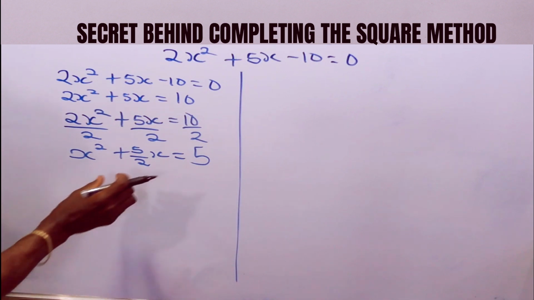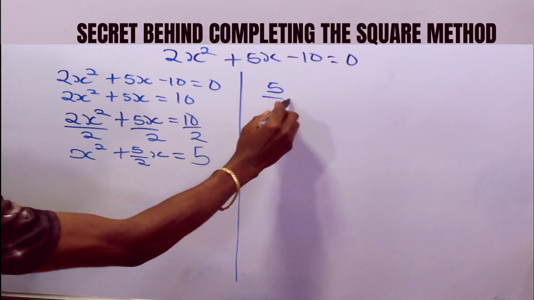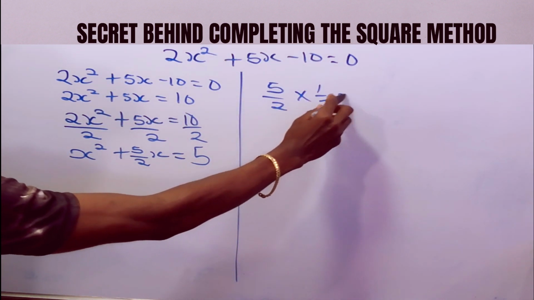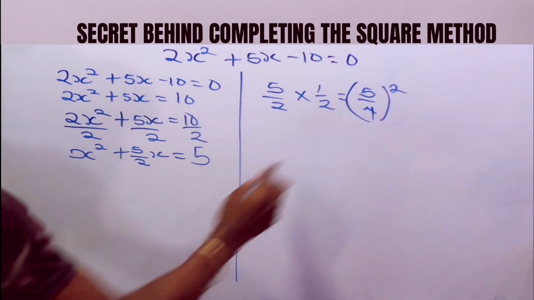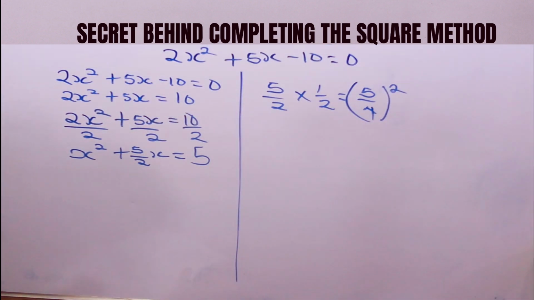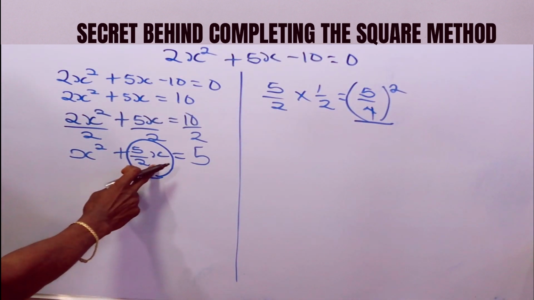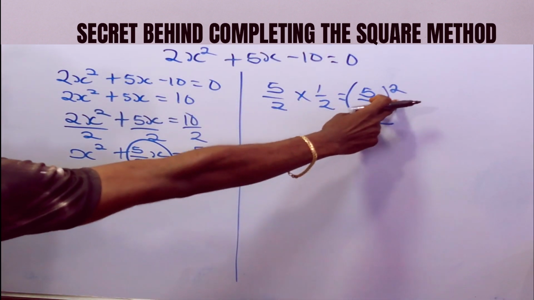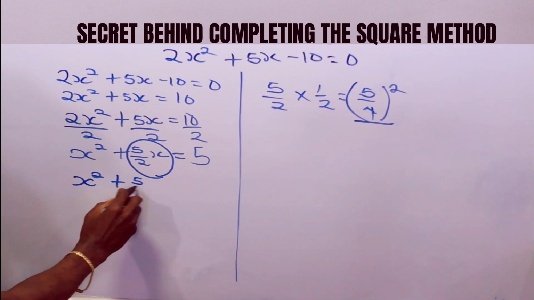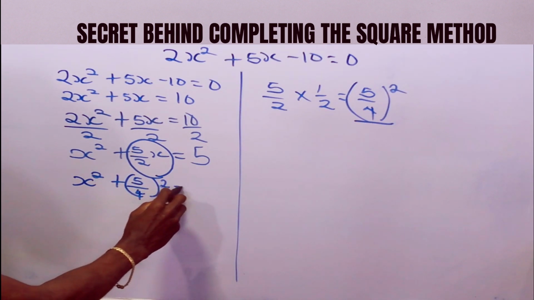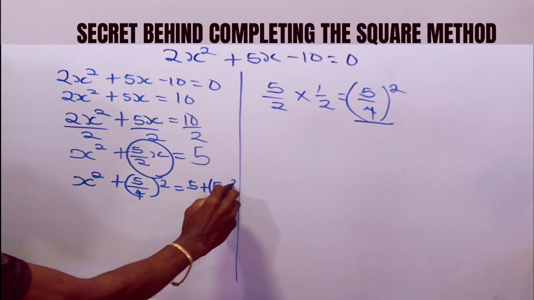The third step is to find half the coefficient of x, which is 5 over 2. So we say 5 over 2 times 1 over 2, which is half of it, gives 5 over 4. Then we square it and add it to both sides. So on the left hand side, we have x squared plus 5 over 2 x plus 5 over 4 squared, equal to 5 plus 5 over 4 squared.